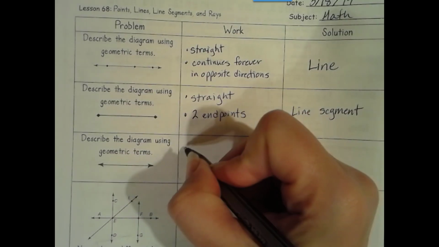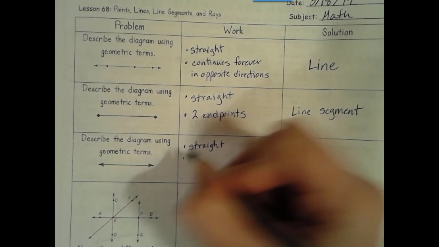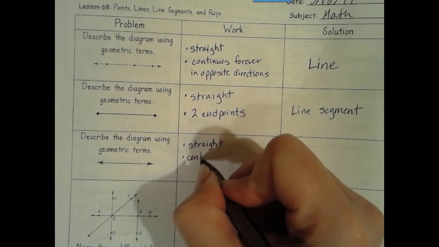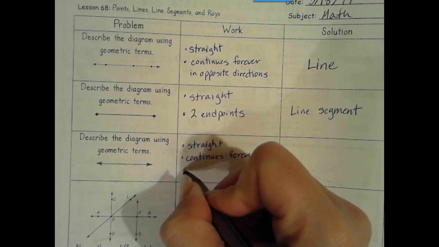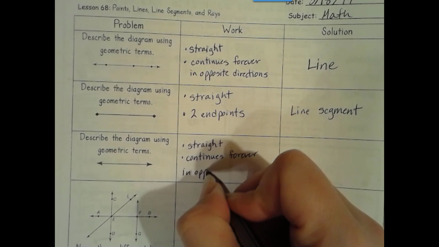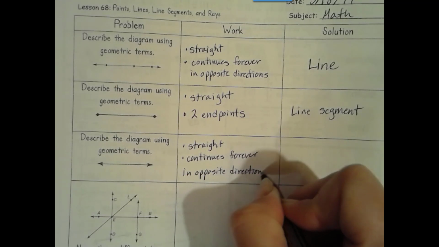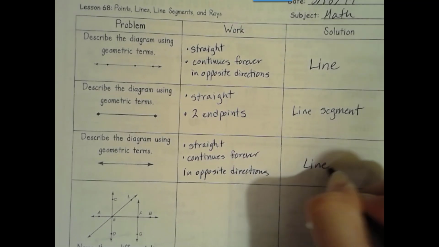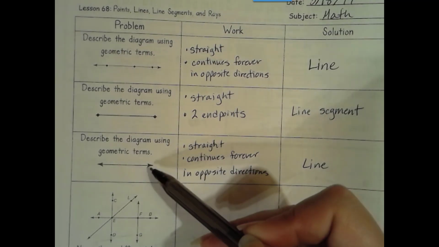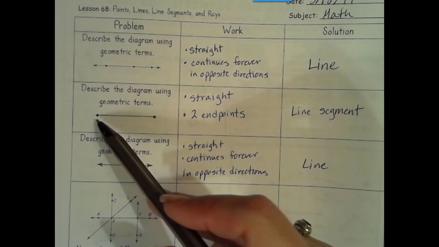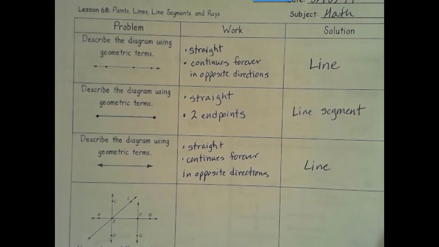We're just looking at the piece that doesn't. Okay, here, this one is straight. And the arrows tell me they continue forever in opposite directions. So that is a line. So the biggest difference is that we have arrows showing they go forever or endpoints. If they have endpoints, they're a segment, they're a piece of a line. If they have arrows, they continue forever and are a line.